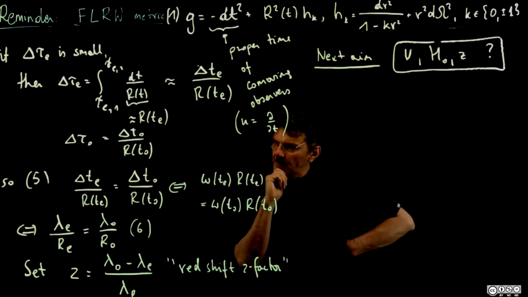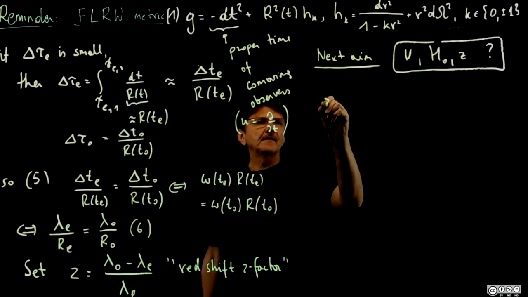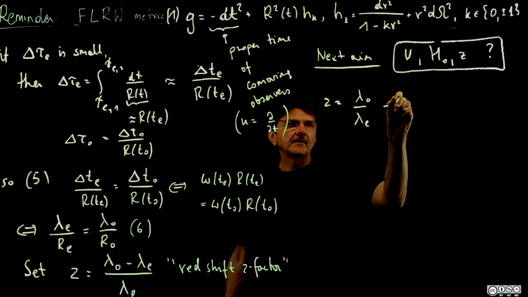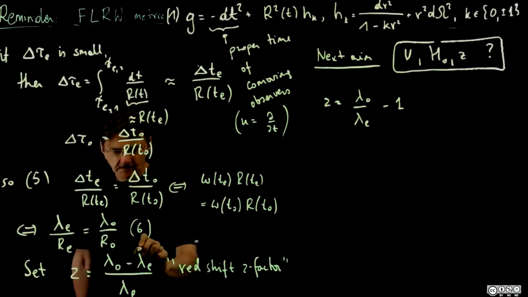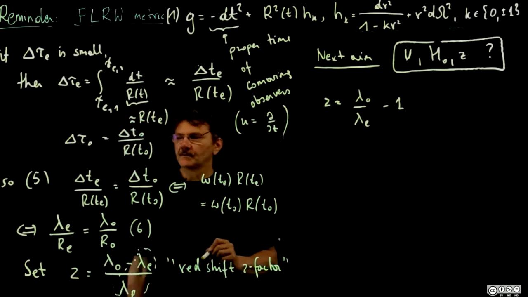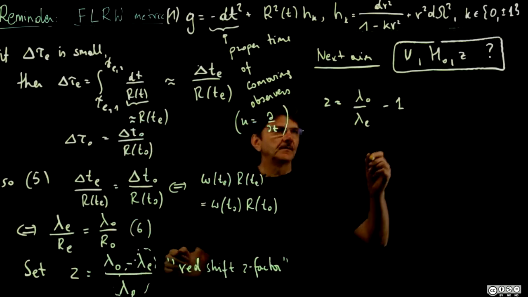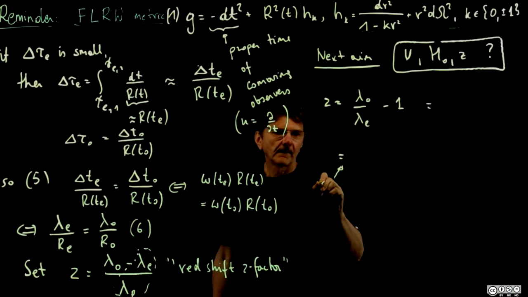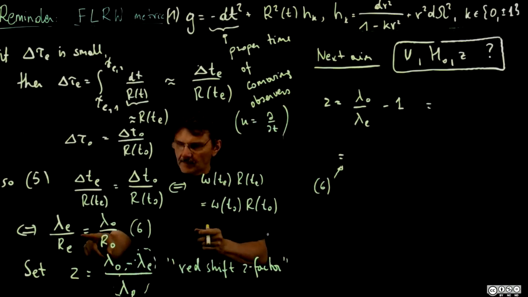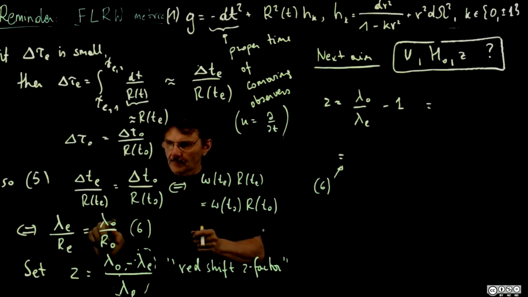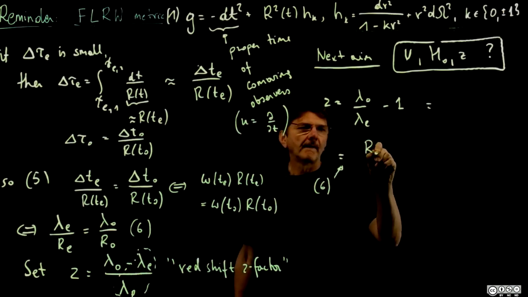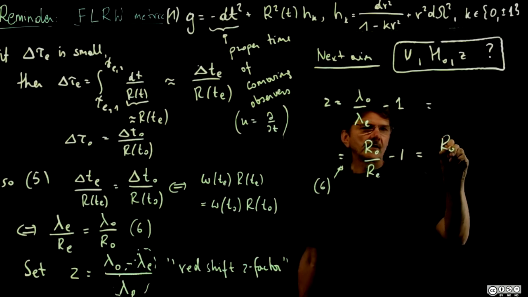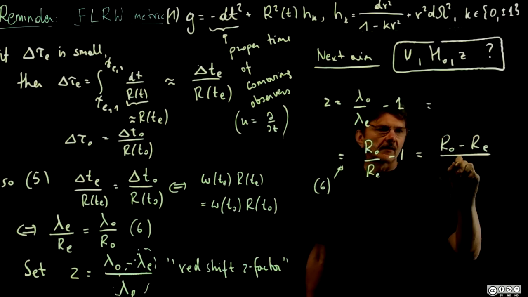Yeah, so how does this work? Z is lambda zero over lambda E minus one, right? Because this gives you a one. And lambda zero over lambda E we have from here. Lambda zero over lambda E is R zero over R E minus one. In other words, R zero minus R E divided by R E.